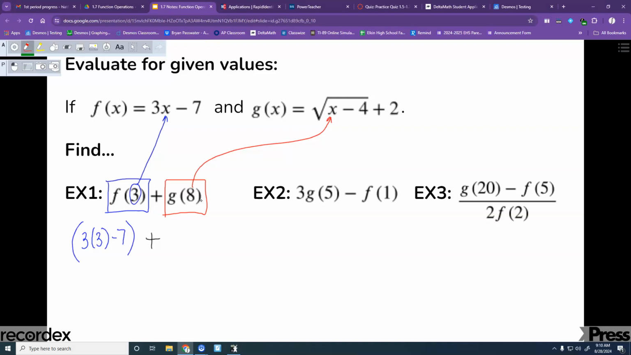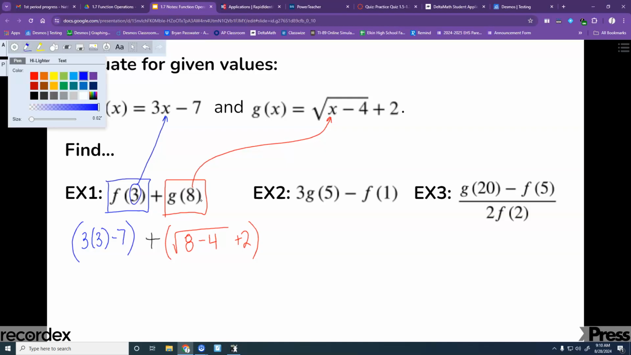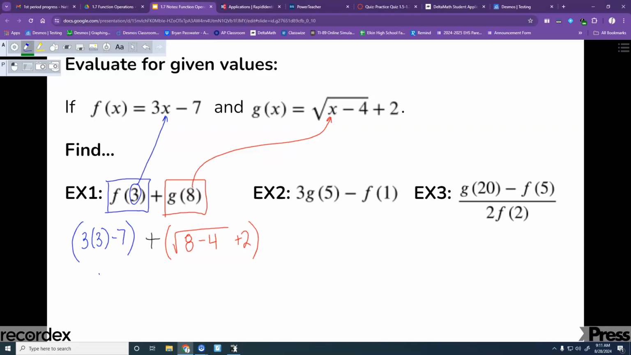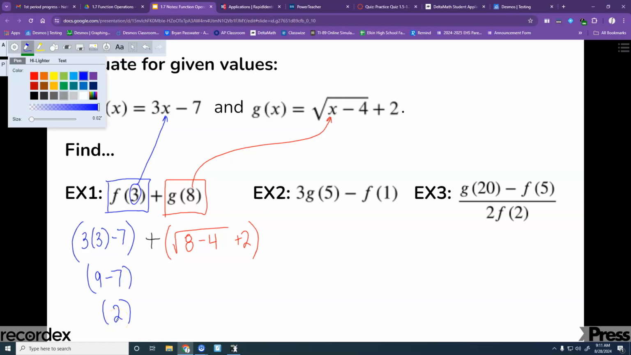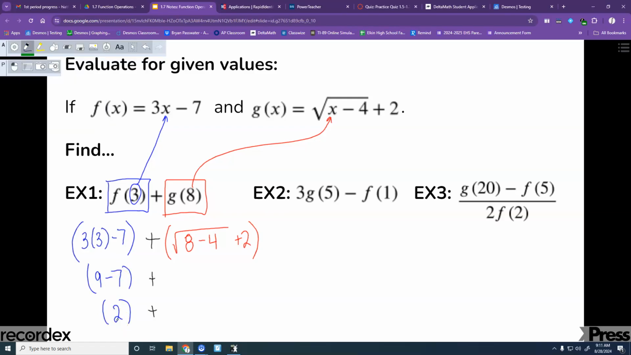And so we've got G of 8 is going to be, with an extra set of parentheses, the square root of 8 minus 4, plus 2. Okay? So if we're doing order of operations here, 3 times 3 is 9. I'm just going to do this whole thing right here. Is that all right with you guys? We'll do the red separately and then we'll add them together. So 3 times 3 is 9. 9 minus 7 is 2. And then keep that plus sign right there in between.